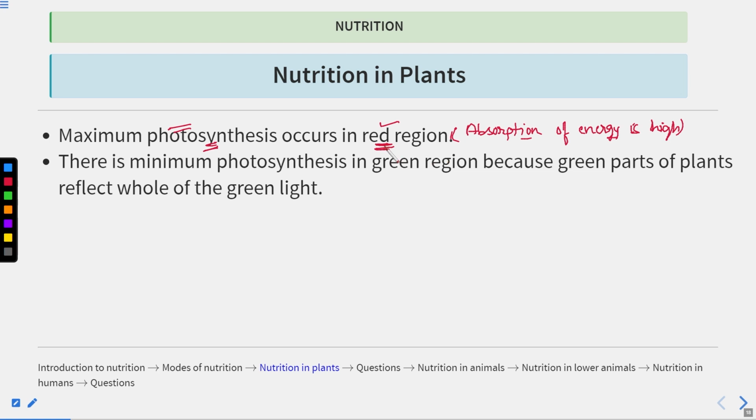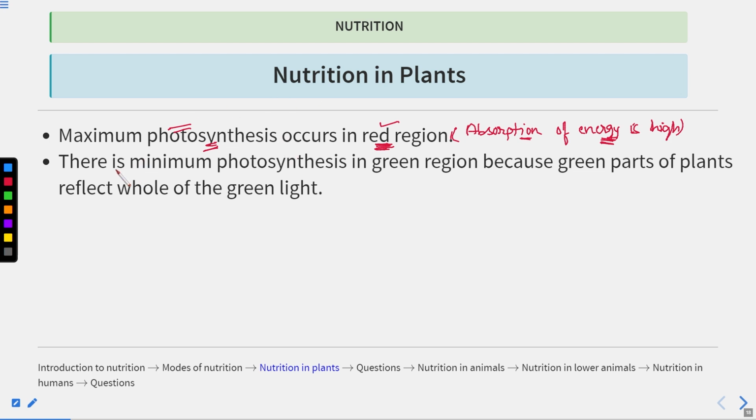You must be thinking that in the blue region why the photosynthesis rate is not very high, although it has higher energy. But when the plants are exposed to the blue light, the absorption of energy is not that much, and most of the energy is wasted. That's why in the blue region the photosynthesis rate is not maximum. The red light, although it has lower energy than the blue light, has more absorption of energy as compared to the blue light.